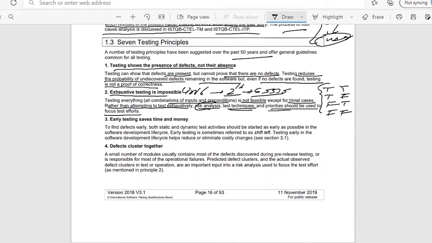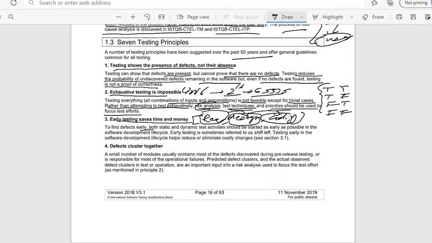The third principle is early testing saves time and money. This I have already told you. As early as possible, involve the tester in the process, whether it is getting the requirement draft, the system design, high level or low level, or the coding. Involve the tester as early as possible, because if he finds the defect in the requirement at an early stage, then it will not replicate to the high level design, the low level design, or even the coding.